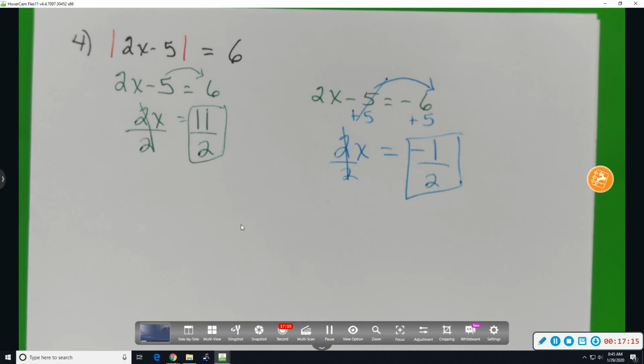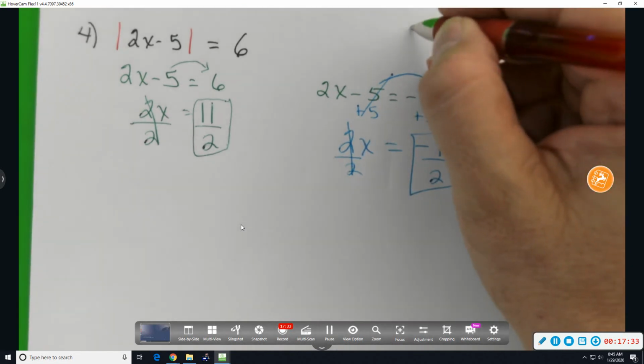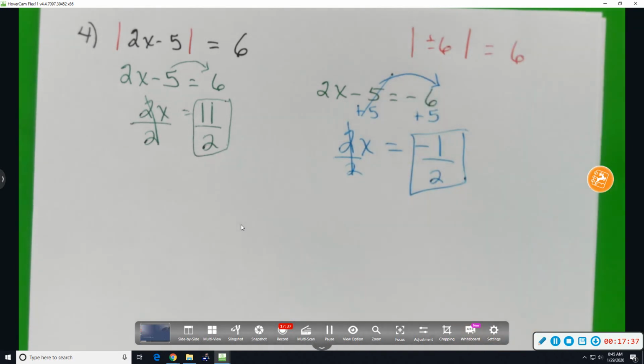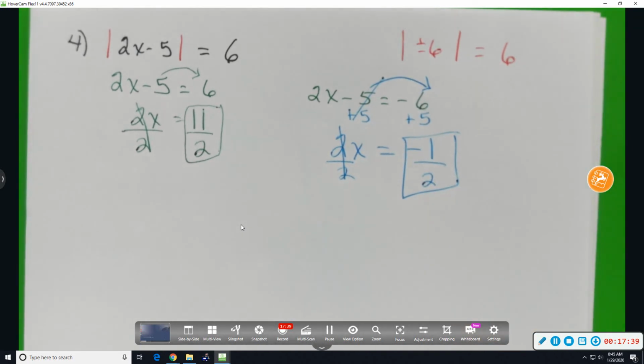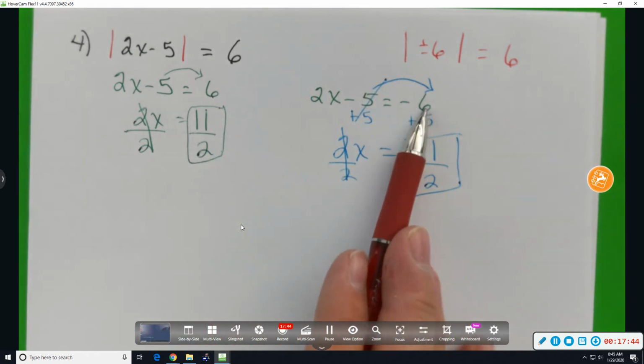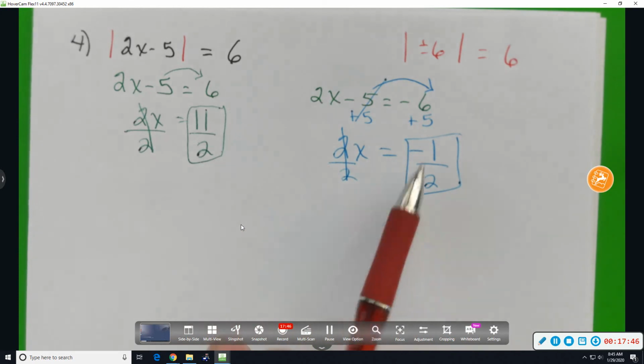If you put an 11 over 2 in for x, that's going to give you a 6 inside there. If you put a negative 1 over 2 in for x, that'll give you a negative 6 inside the absolute value bars. The only thing that can be inside there are plus or minus 6 if it's going to equal 6. Okay? So that's the logic here. Why are we going equal positive, equal negative? Any questions on that?